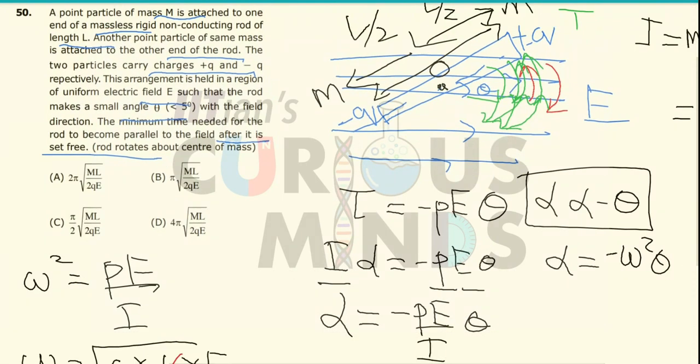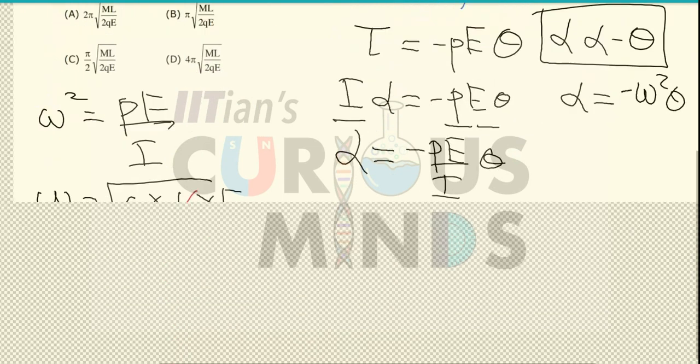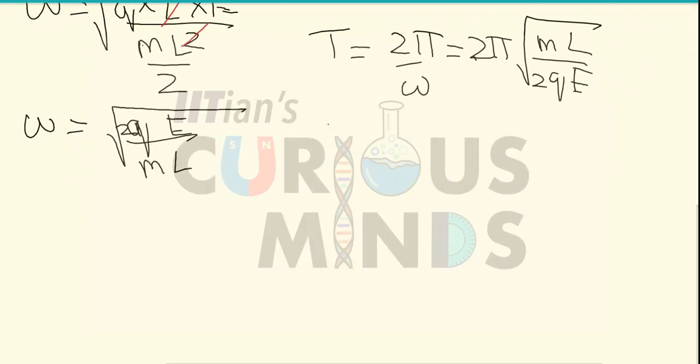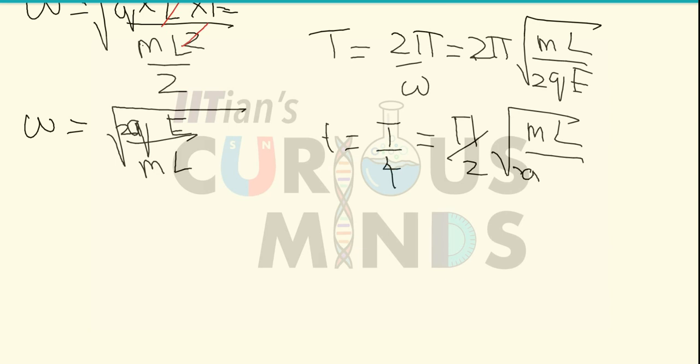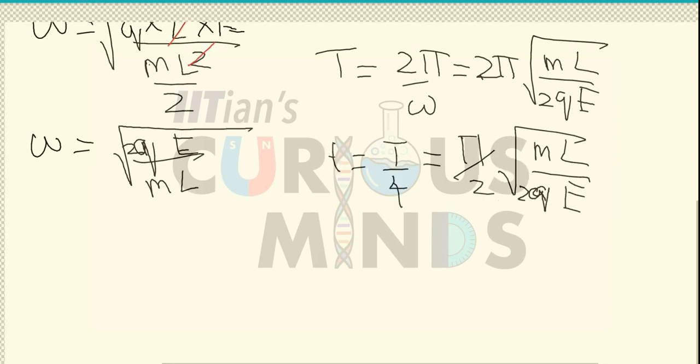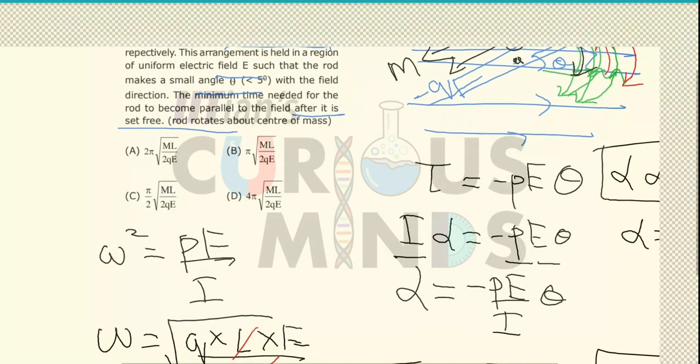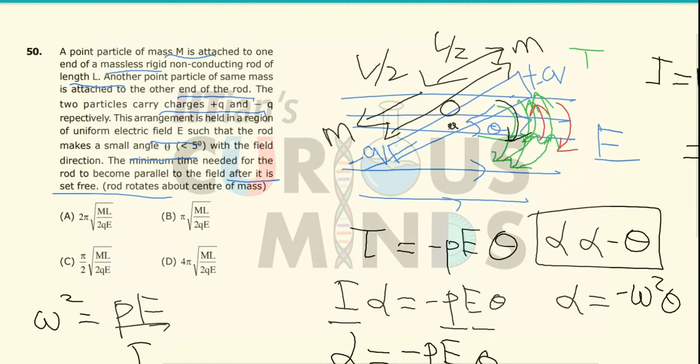So the time required just to arrive at the equilibrium position will be equal to T by 4. So our required time is T by 4, which, if I divide this by 4, will be equal to pi by 2 root of mL divided by 2qE, which is option number C.